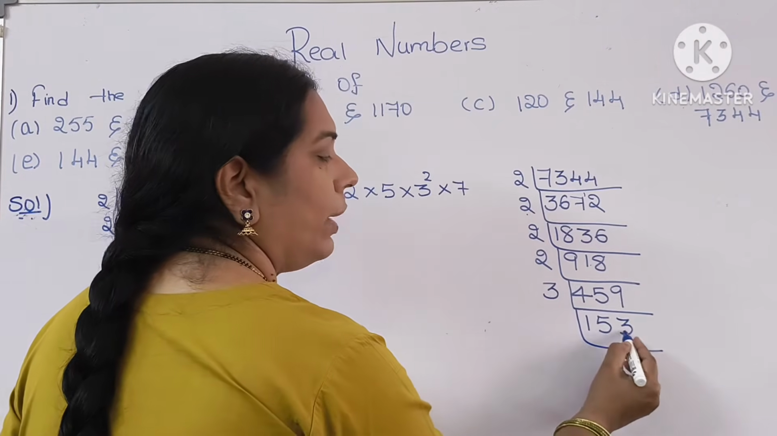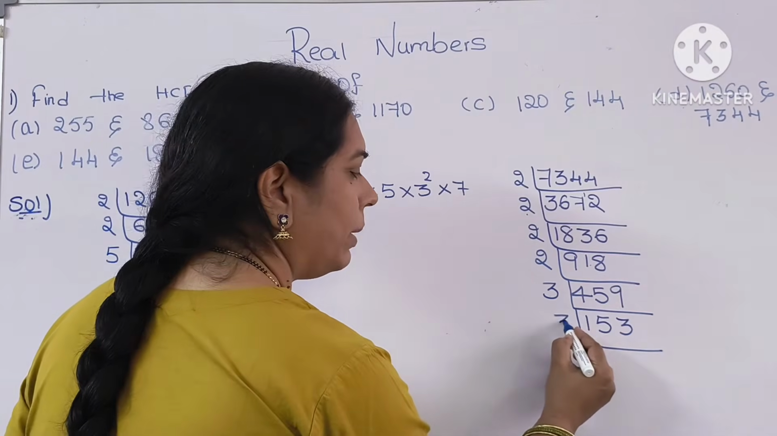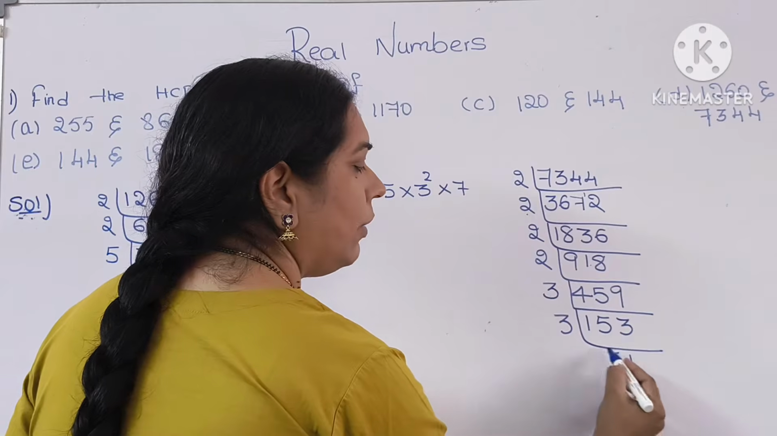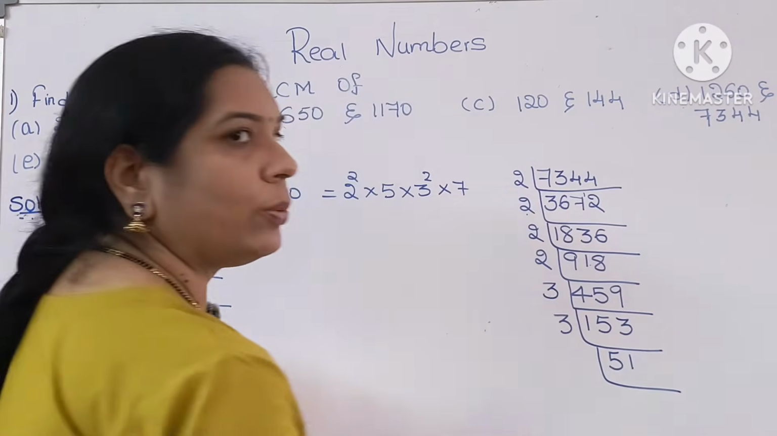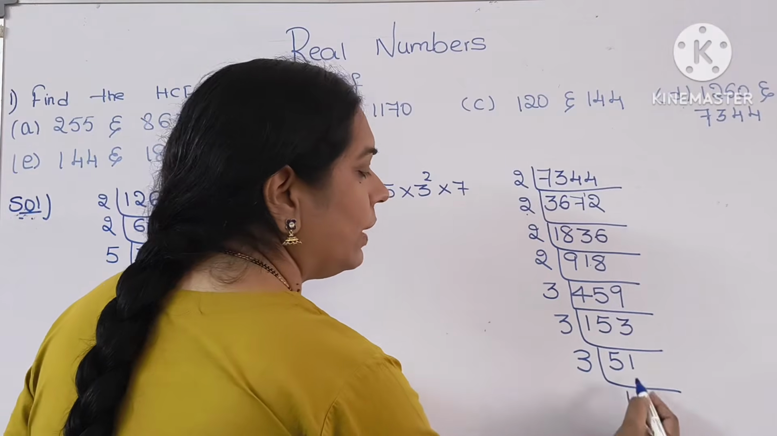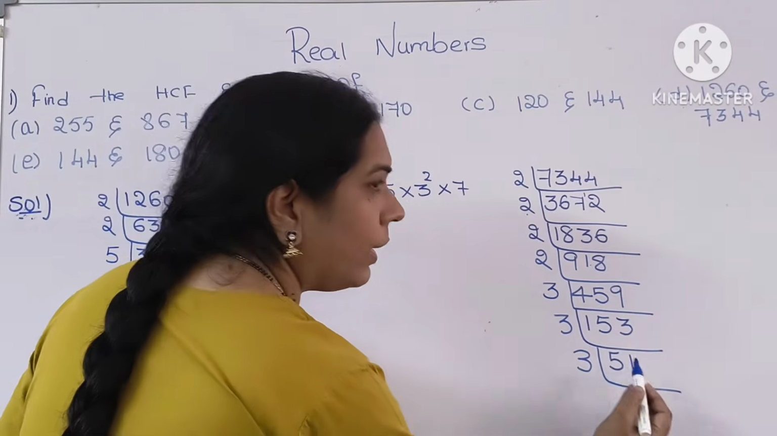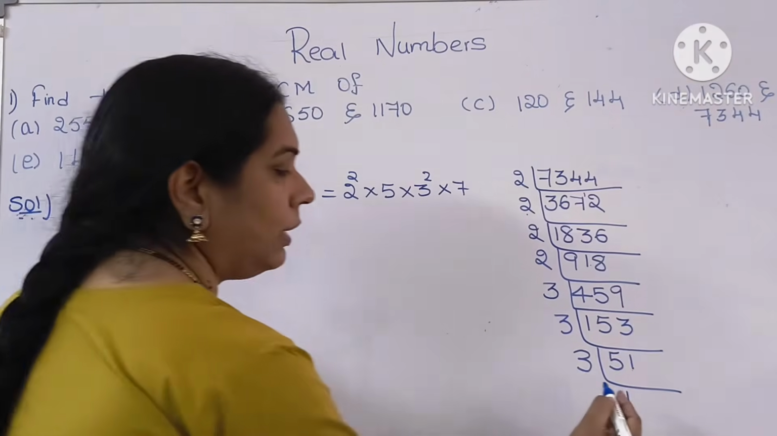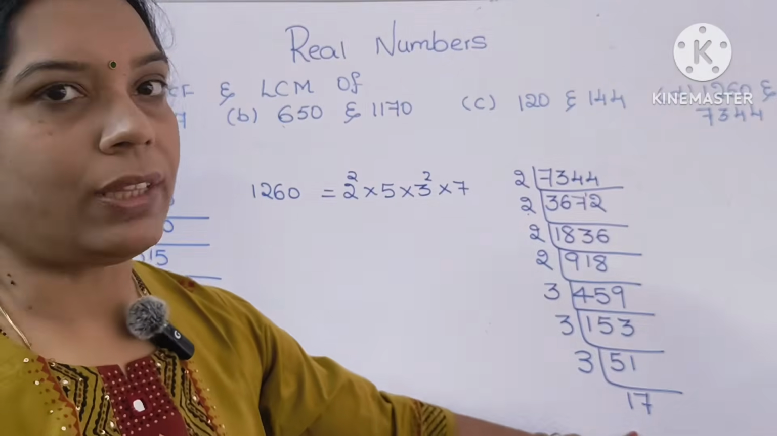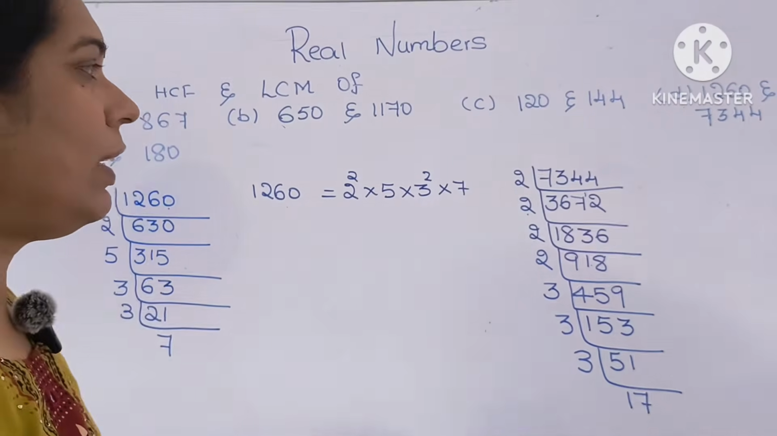Again add the digits. 5 plus 3, 8. 8 plus 1, 9. 9 is divisible by 3. So, the whole number is divisible by 3. 3 fives are 15 and then 3 ones are 3. 5 plus 1 again is 6. So, it is divisible by 3. 3 ones are 3. 5 minus 3 is 2. 2 and 1 makes it 21. 3 sevens are 21. Now, I cannot divide it further because 17 is a prime number.